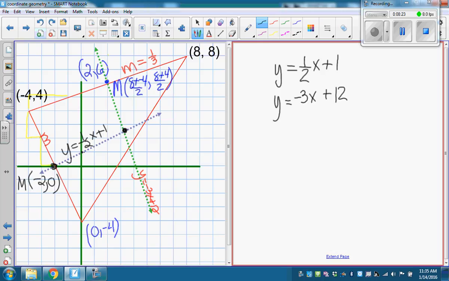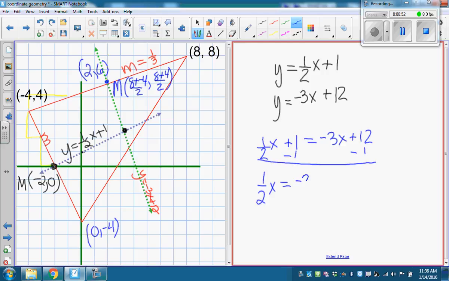So Carson, what do I need to do? Set them equal to each other. Yeah, set them equal because they're both y equals. So 1/2 x plus 1 is equal to negative 3x plus 12. Eveline, what happens next? Then you subtract the 1. Sure. Subtract 1. 1/2 x equals negative 3x plus 11.